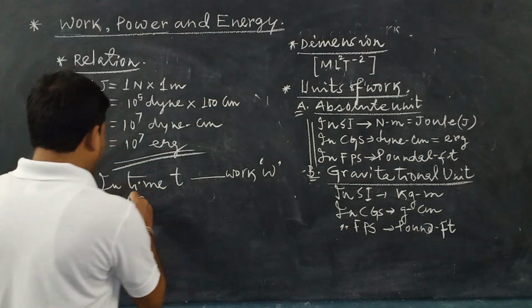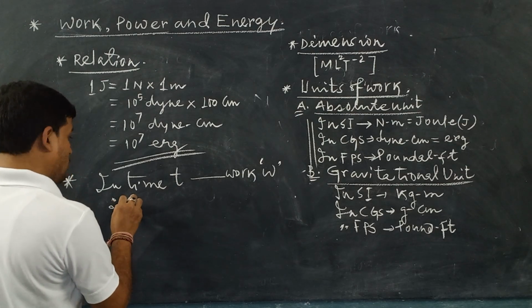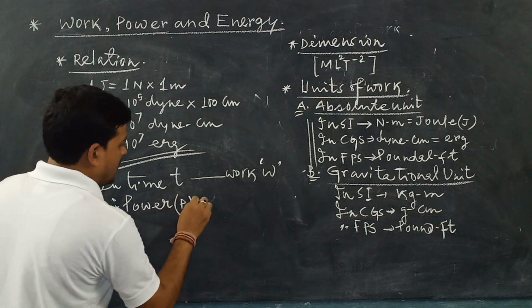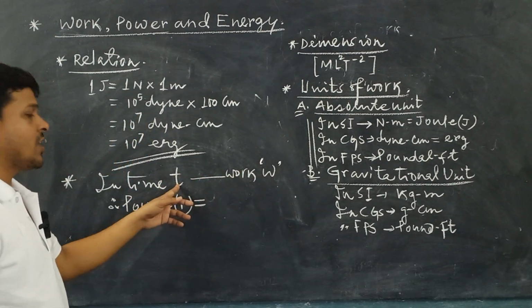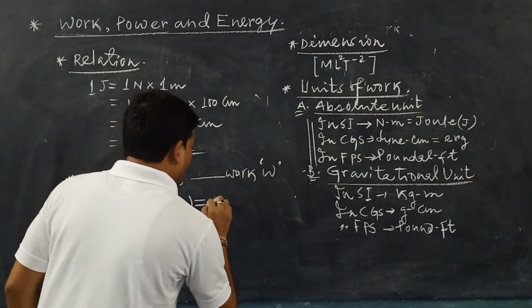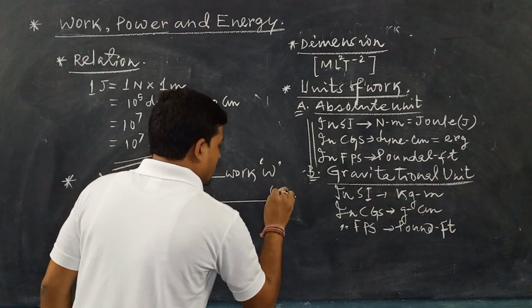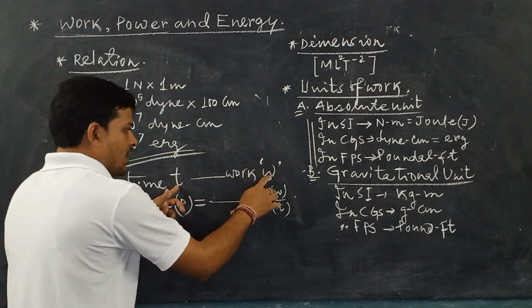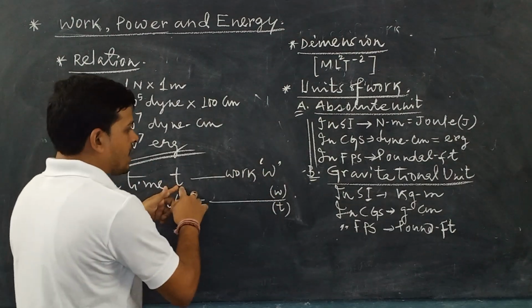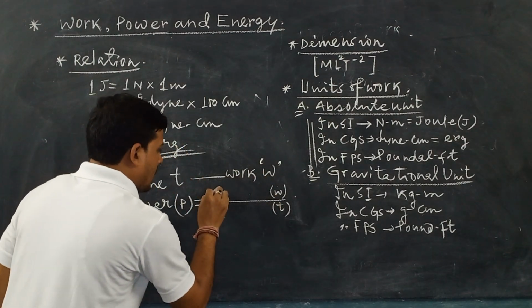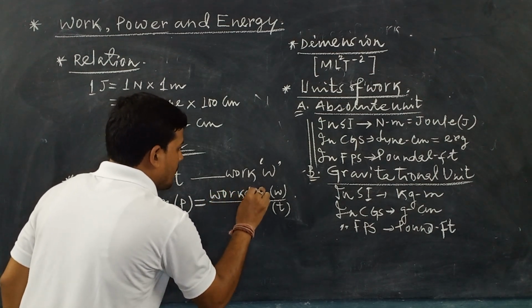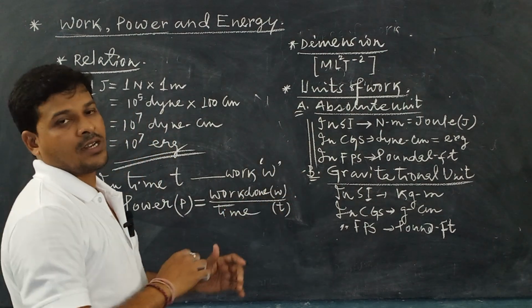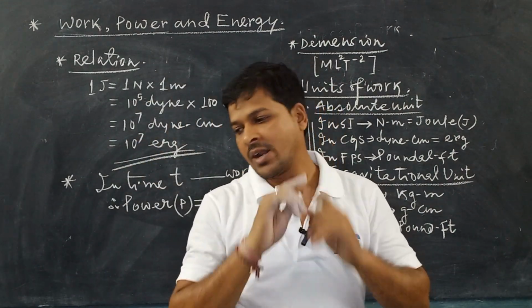If we calculate the rate of work done with respect to time, then this will be power, denoted by P. In 1 second, or in unit time, the work done will be W by T mathematically. In T time, W work is said to be done, and in unit time, W by T. This is called power. So power equals work done W by time T. How much work is done in unit time is called the power.